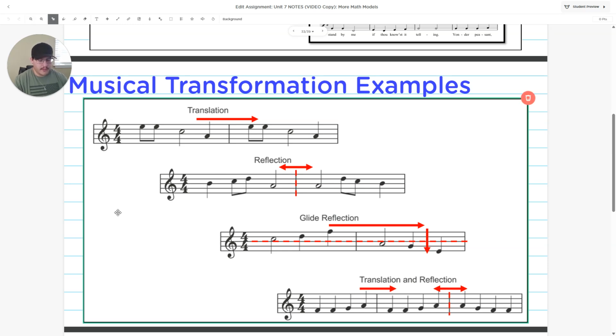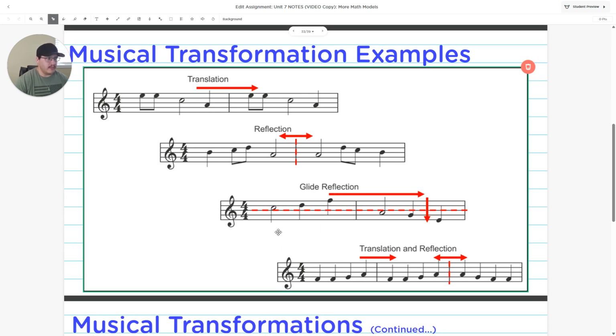Going off of what we learned from our transformations, here are some examples of transformations in music. A translation, where we take one measure and just slide it over to make the next. A reflection, where the left side looks like the right side. We just flip it over an axis, the vertical axis right here. So this 4th note becomes the first note. This 2nd note, because this is measured twice, becomes the 2nd over here, and the 1st note becomes the last note. Notice how they're all still on the same lines when we reflect it.